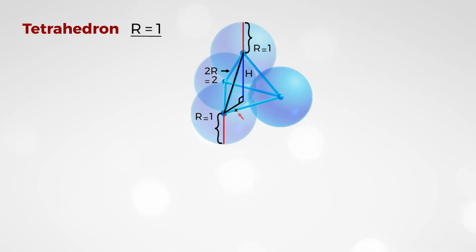Now to find the value of x, what I'm going to do is take this triangle that is representing the base of that tetrahedron, and I'll draw it over here. So here we go. And this is an equilateral triangle. Why? Because each side represents the distance between two centers. And the distance between two centers is 2 times the radius. And since the radius is 1, the distances are all 2.